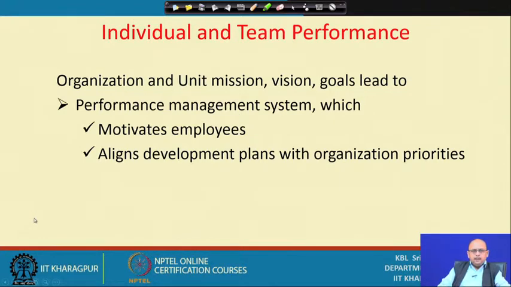Then you also need to see how individuals and teams are performing, because individuals and teams contribute to the goals and objectives of the organization, right. So, make sure that you have a system which motivates employees, where the development plan of the individual is aligned with the priorities of the organization, and it is possible only when you develop employees with those competencies which match the requirements of the organization, right.